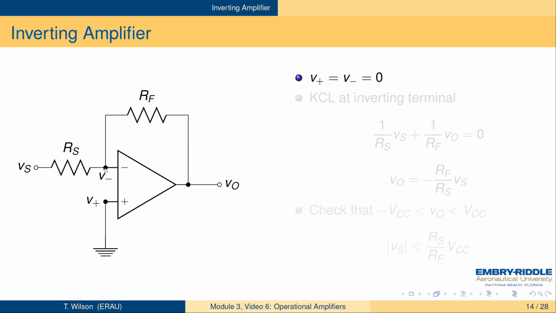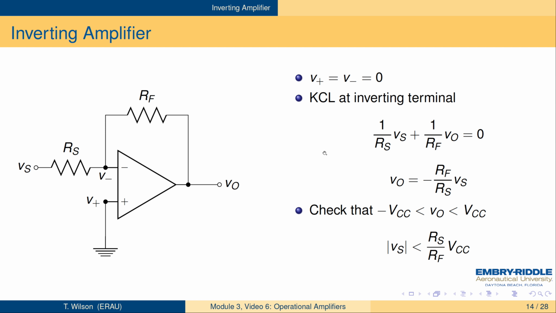If Vs is positive, current is going that way, which is going to make V0 negative. So here's the actual analysis. We sum the currents at the inverting terminal. So we get Vs over Rs plus V out over Rf equals 0. And so V out must be minus Rf over Rs Vs. This is a fairly common, famous formula, the inverting amplifier formula, minus Rf over Rs times Vs.